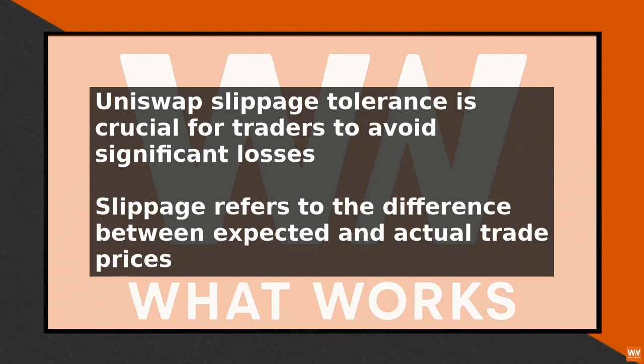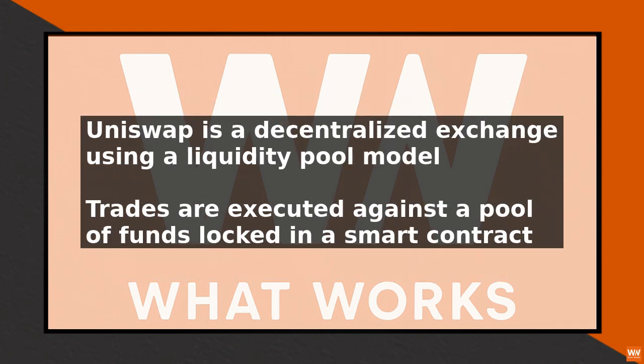First, it is essential to understand that Uniswap is a decentralized exchange that uses a liquidity pool model, where trades are executed against a pool of funds locked in a smart contract. The price of a trade is determined by the amount of liquidity available in the pool. When a trade is executed, it can affect the price of the asset, especially if the trade is large.